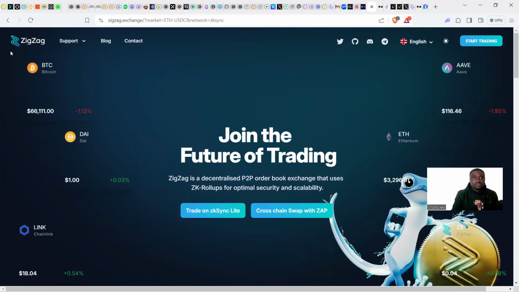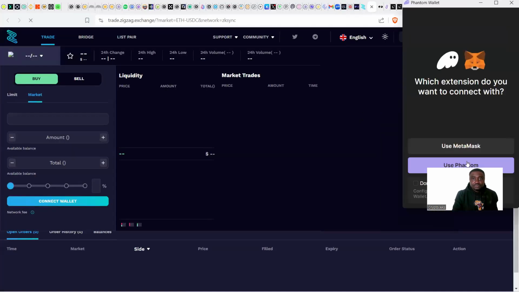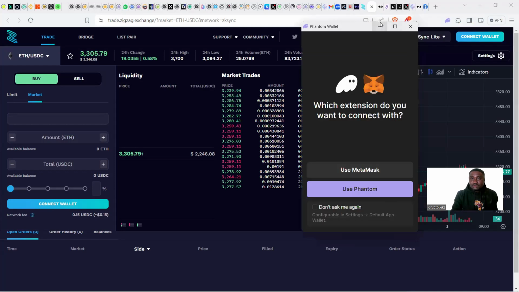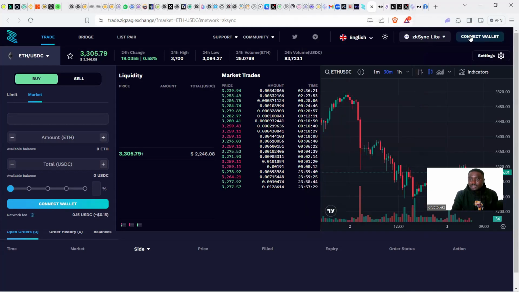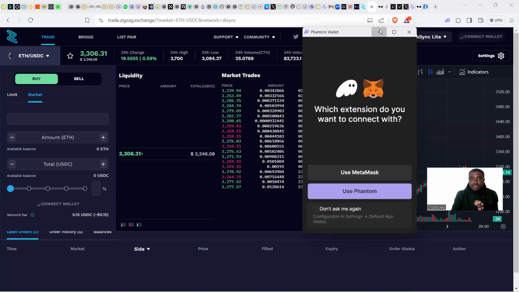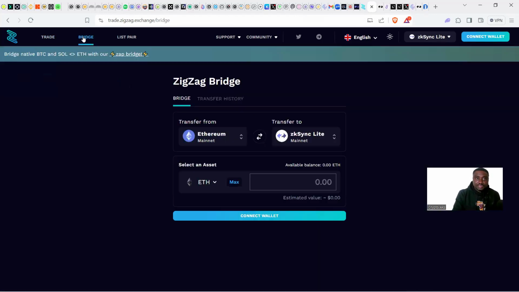All you need to do when you come to Zksync Lite is to start trading. Click on start trading, and then place a couple of trades. You can even decide to bridge something. You just need to connect your MetaMask. Once you get here, on the top right you will see connect. Once you click on connect, you can connect your MetaMask. Then all you need to do is either buy or sell, and you can also bridge as well.